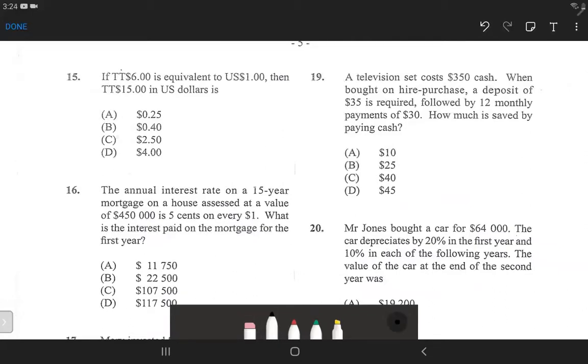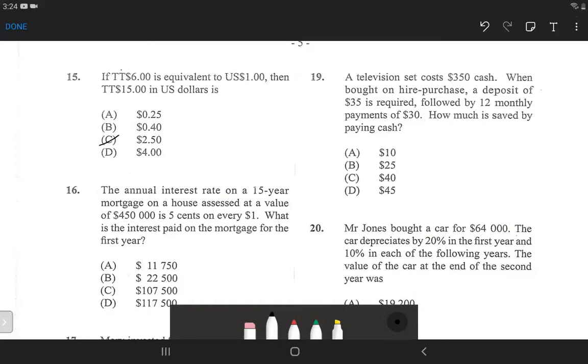Well, we did this question already. A television set costs $350 cash. When bought on hire purchase, a deposit of $35 is required, followed by 12 monthly payments of $30. How much money is saved by paying cash?